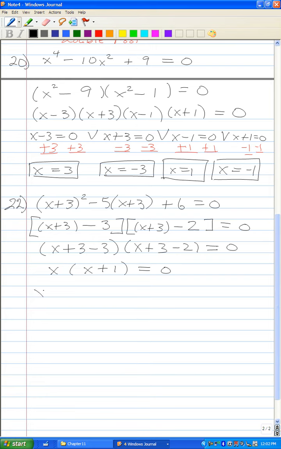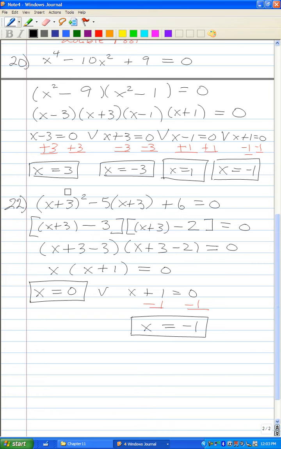Set each factor to 0. X equals 0. X plus 1 equals 0. Subtract 1 from both sides of my equation. And so I get x equals negative 1. So I have two solutions, x equals 0, x equals negative 1, for my quadratic. Okay. Let me do problem number 24.